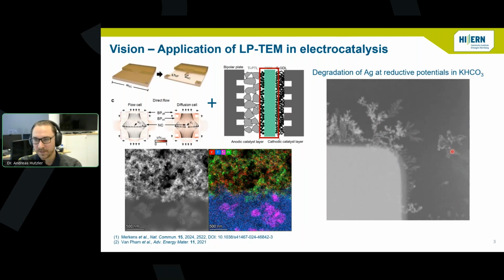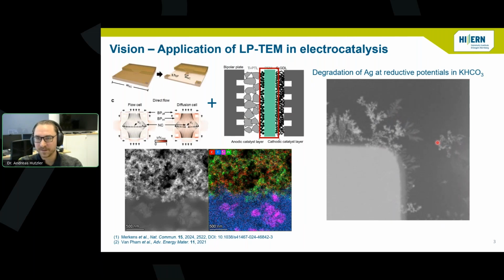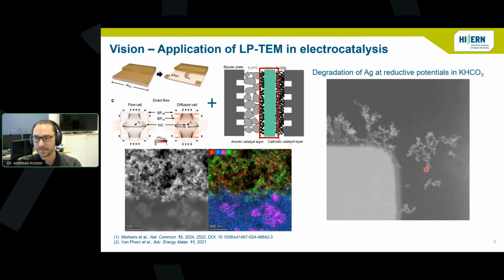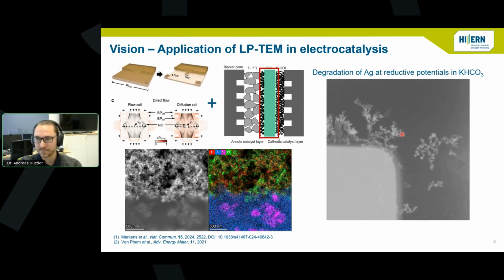When we apply a reductive potential, nanostructures dissolve at a certain place, and at another place some dendrites are growing. What I have to say here is we have a reductive potential, so there's no oxidation happening here, but still we observe dissolution. When we switch off the potential, these freshly grown dendrites dissolve again.